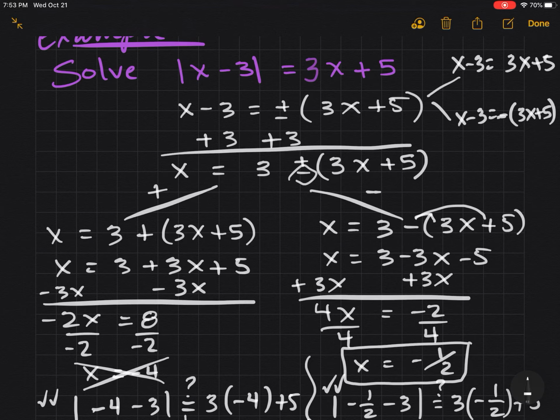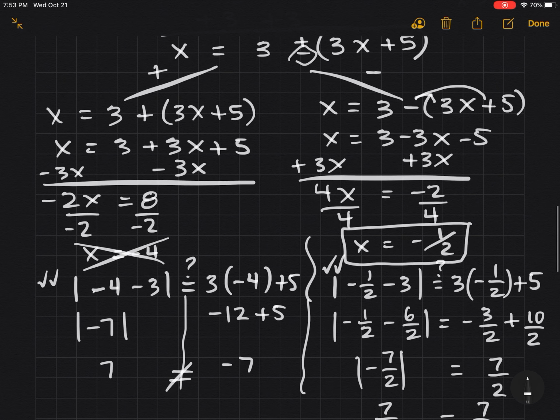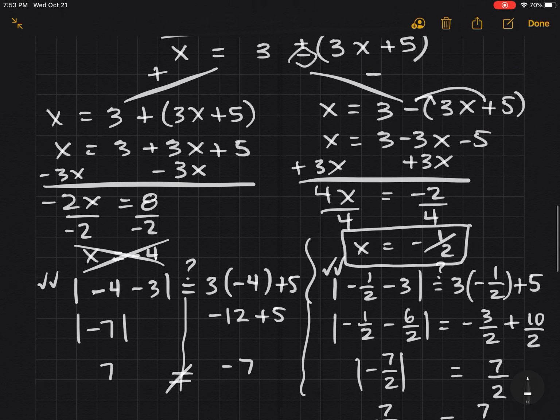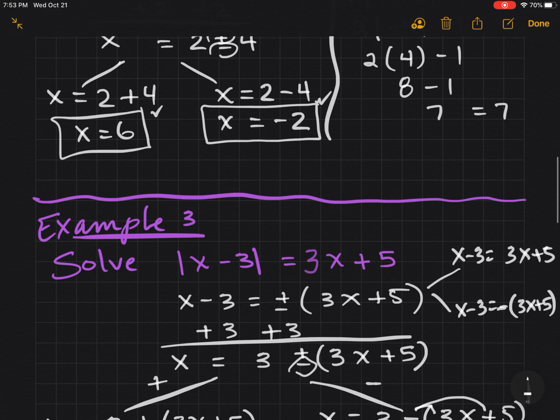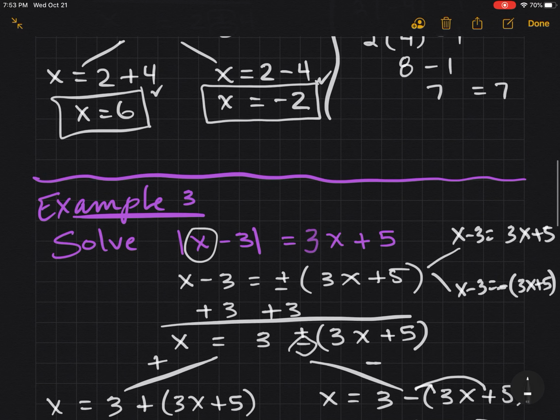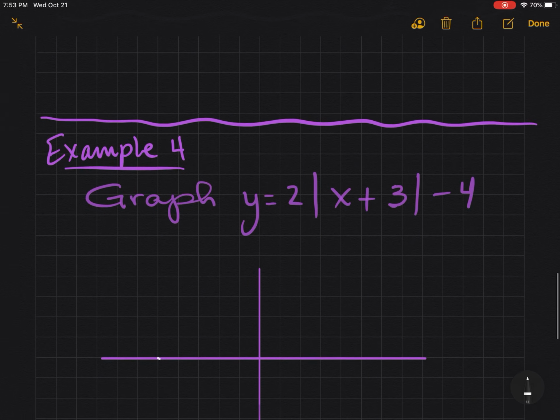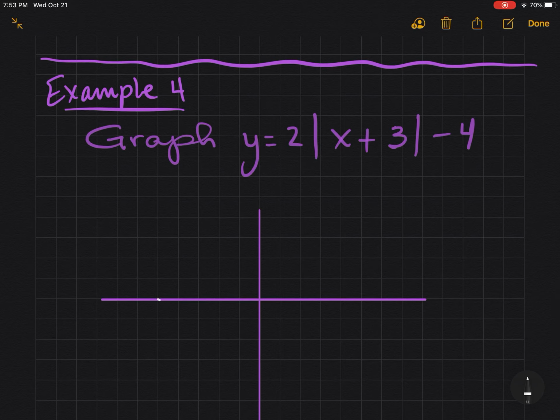I just wanted to make sure you understand when I solved those 2 equations, I got x equals negative 4 and negative 1/2. And when I double checked, negative 4 did not work when I plugged it back in to the original equation. Alrighty, let's move on to our final example. We're going to graph. And we're going to see that it works like every other function works.